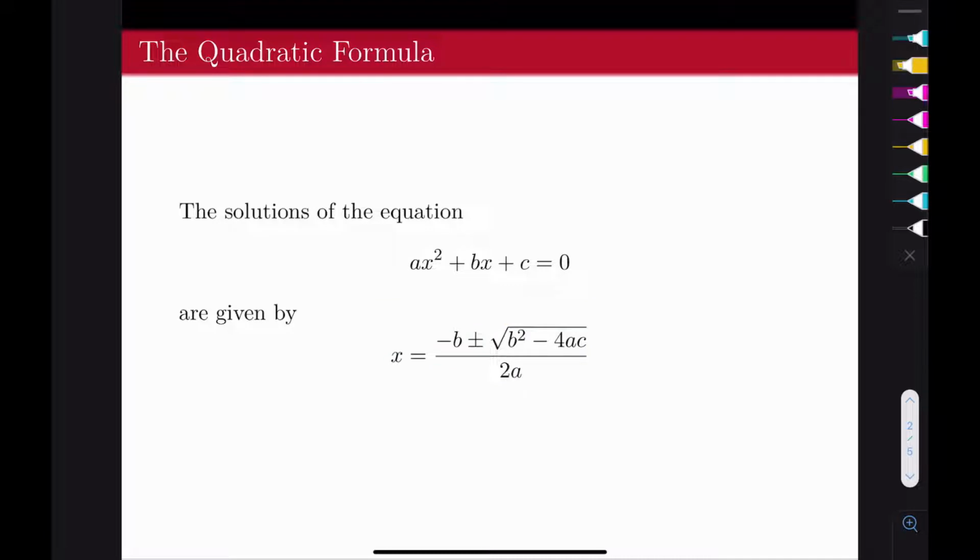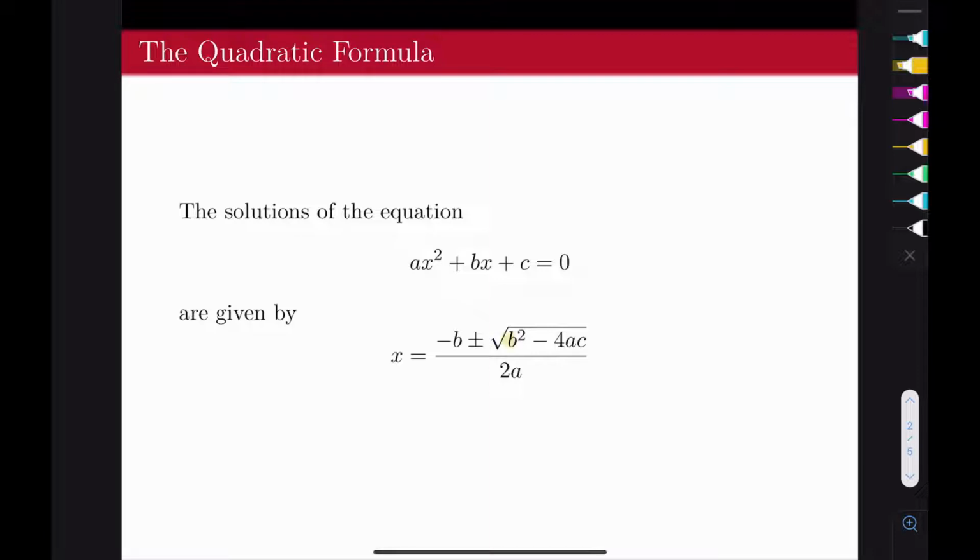You can kind of hum it to the tune of Pop Goes the Weasel. That seems to be a nice way to remember it. So the solutions to the equation are negative b plus or minus the square root of b squared minus 4ac, all over 2a. You're going to use this so much, eventually it just becomes second nature. But this formula will help us solve any quadratic equation.